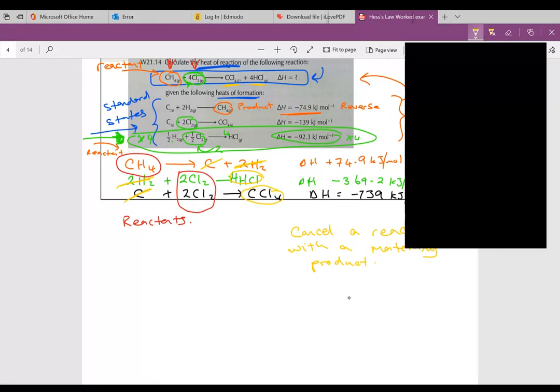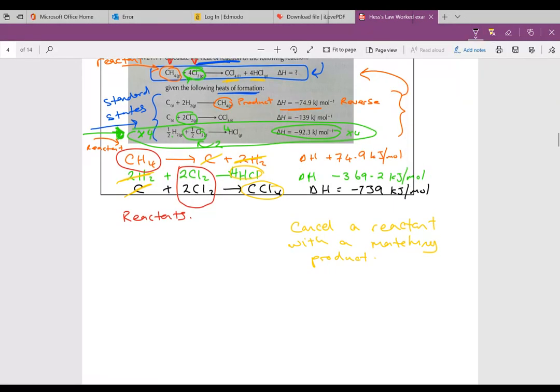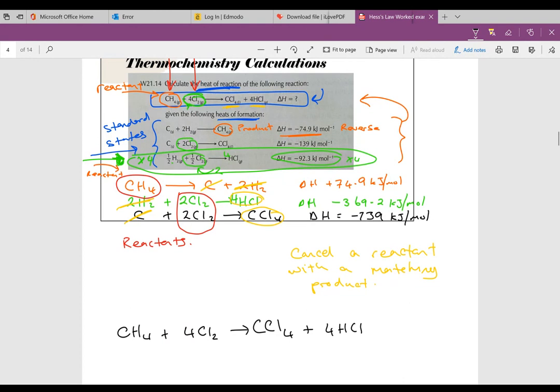So that leaves me with CH4 plus 4Cl2, because I've got 2 and 2 of them. It gives me CCl4 and 4HCl, which is exactly what I wanted up the top.